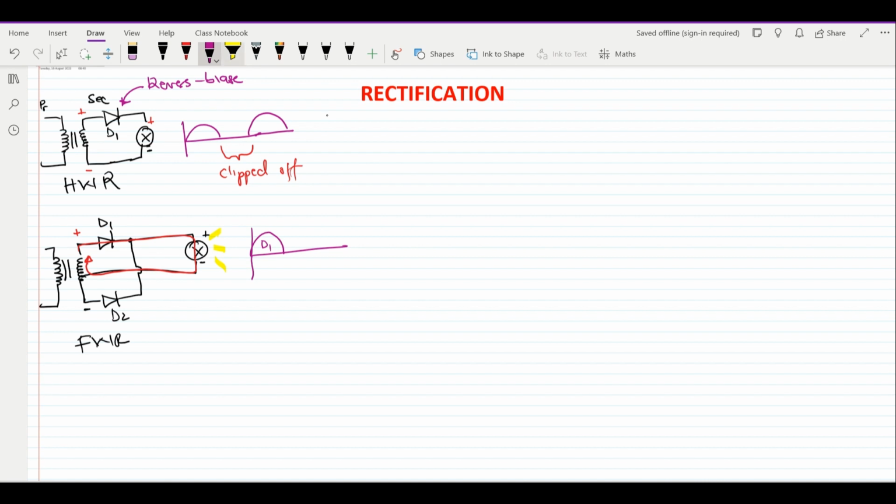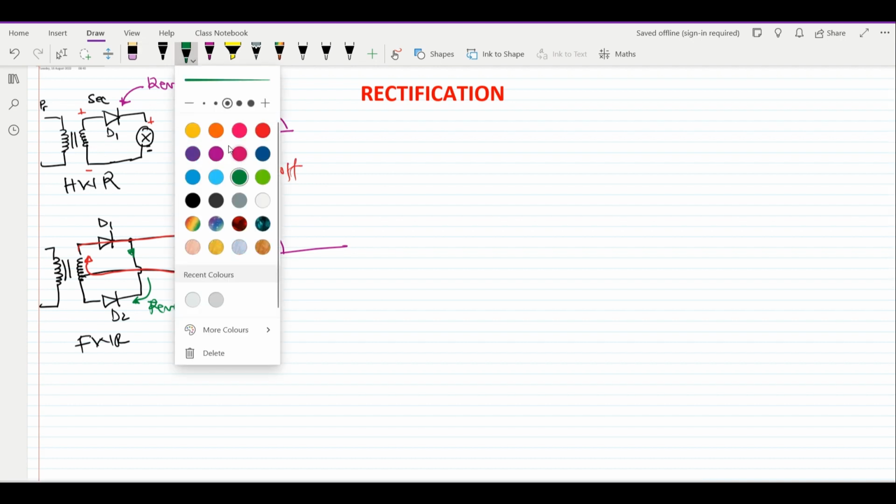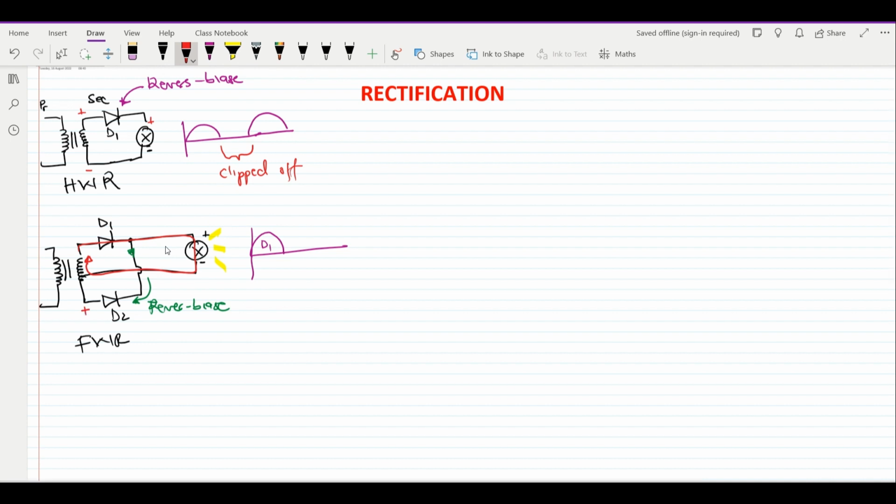But at some time, we are going to see our current trying to take this direction here. Automatically, this diode will block that current because this will be in reverse bias mode. But then, when the transformer decides to change the terminal, making this side positive and the other side negative, this is what we are going to be seeing here.